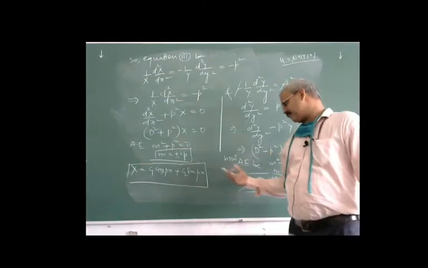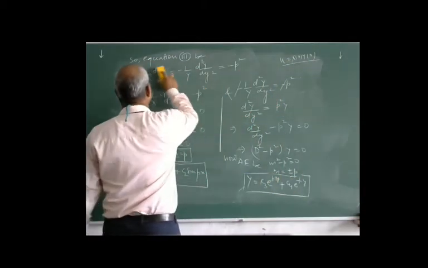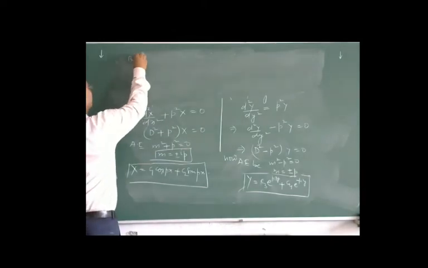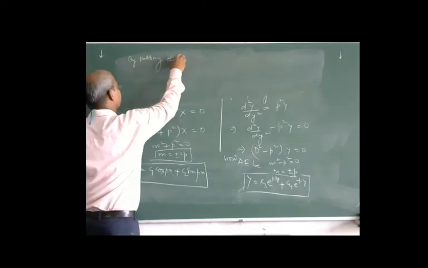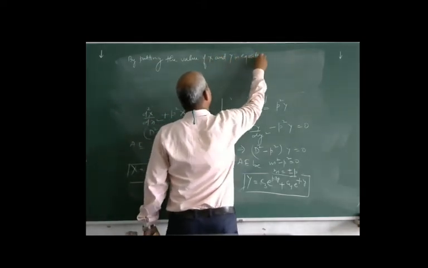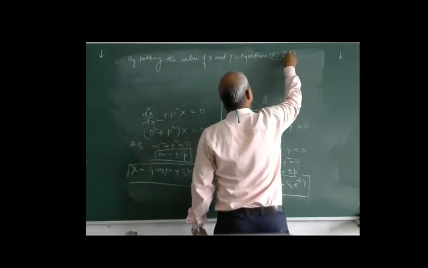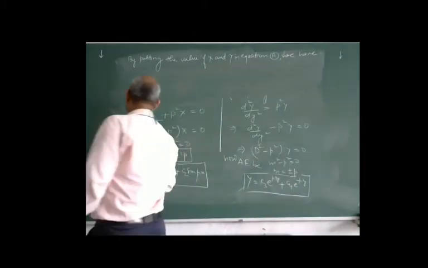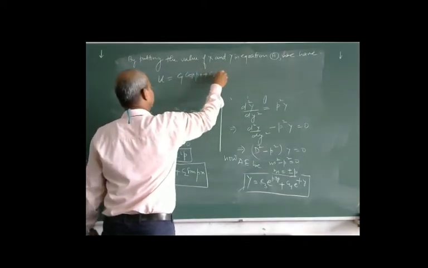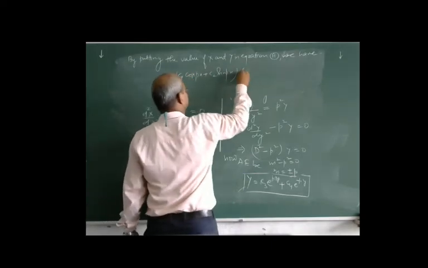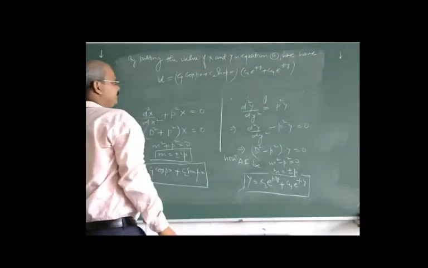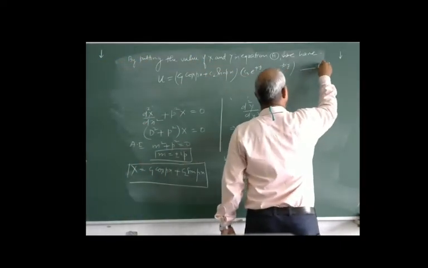So by putting the value of x and y from here in equation 2, we have u equal to c1 cos px plus c2 sin px, times c3 e to the power py plus c4 e to the power minus py. This is the fourth equation.